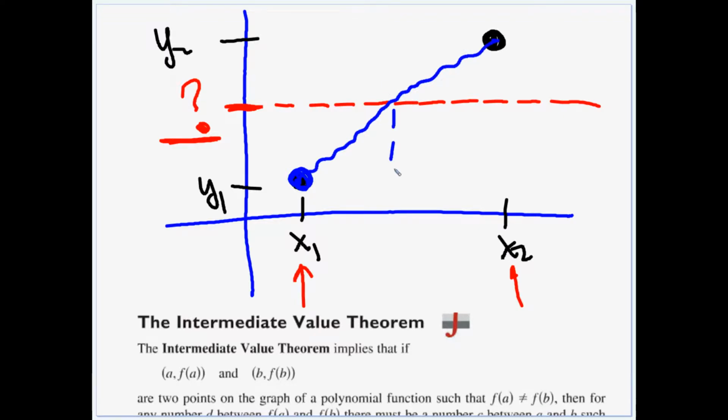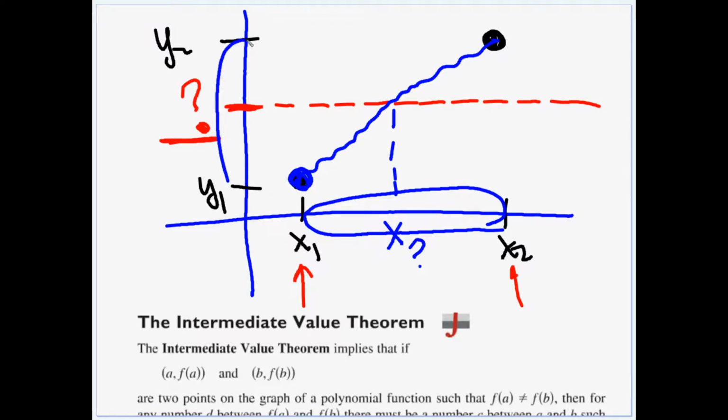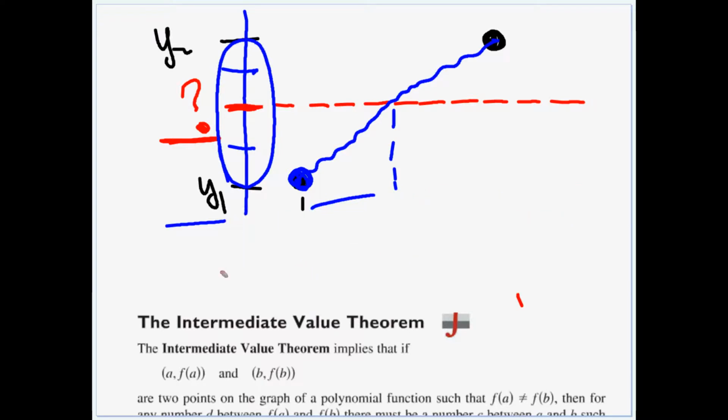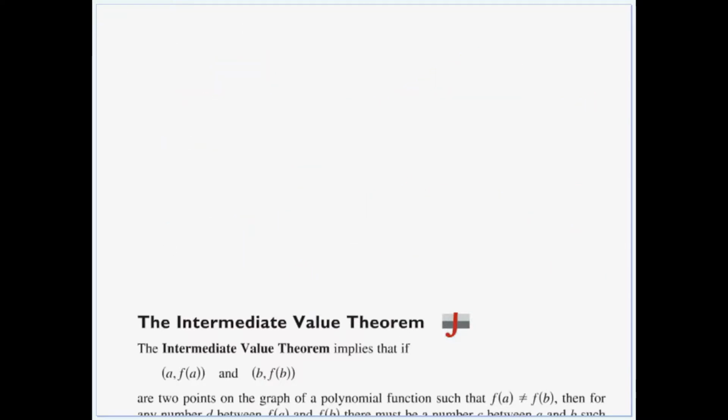Wherever we cross, this is the x value that made it happen. And that's all this intermediate value theorem says. We have to take on every value between x sub 1 and x sub 2. And this theorem says we're going to take on every value between y sub 1 and y sub 2. So again, we could pick this value anywhere in here, make that red dotted line. We're going to have to cross it to get to the other dot.